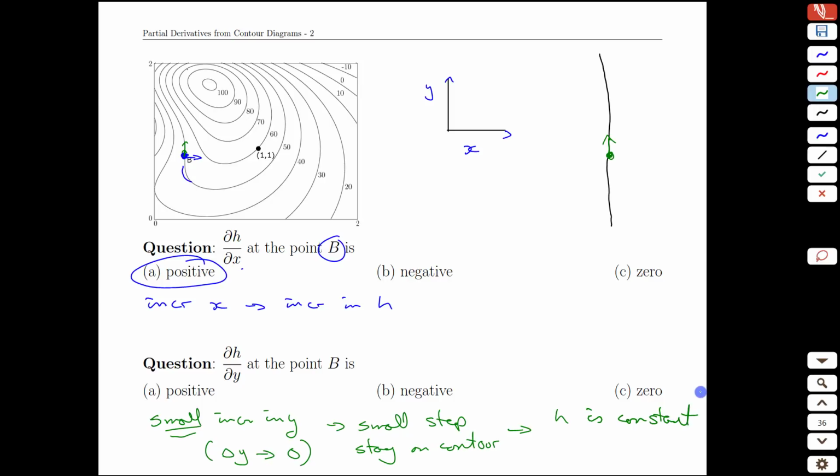There is no change in the value of my function if I stay on a contour, because all the contour points are at the same height of 50 here. So if we take a super small step, we get a change in h of 0, and so the slope when we take that step is 0 as well.